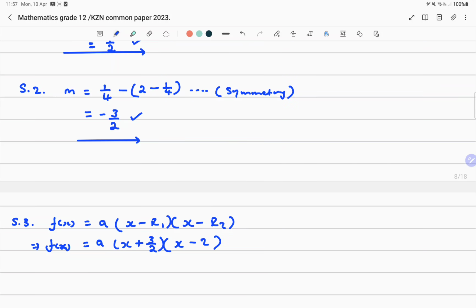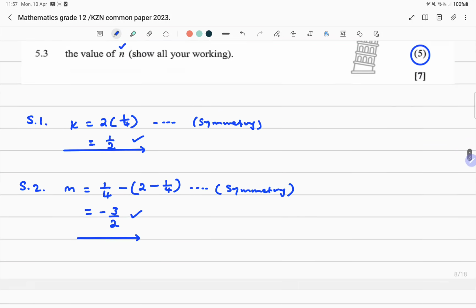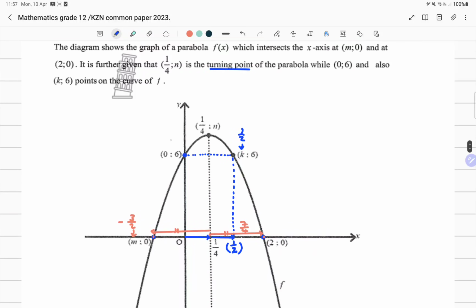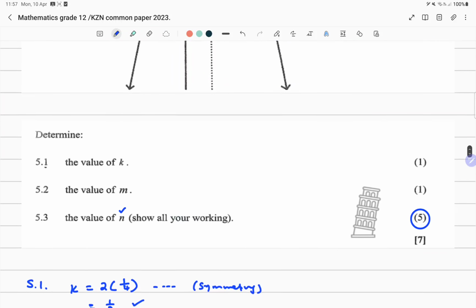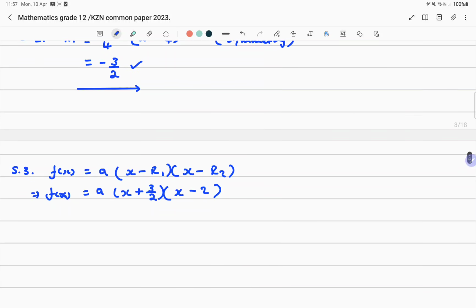Okay, so what do we do now? We know one point, which is the y-intercept. So we can say through that point, so that we can solve for a, we know that through point (0, 6), which is the y-intercept, it will be such that 6 is equal to a into (0 plus 3 over 2) into (0 minus 2).